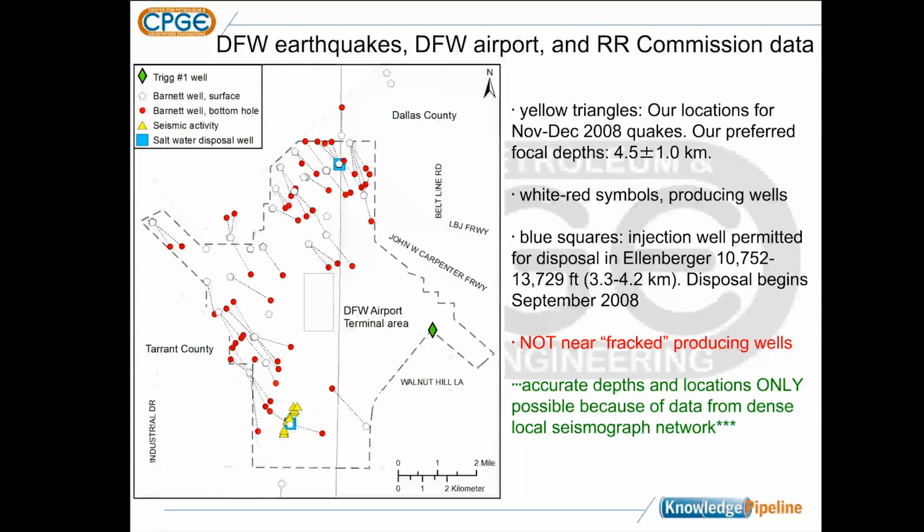Our preferred focal depths were about 4.5 kilometers, whereas the injection disposal well was injecting at a depth of about 4 kilometers. And another thing you notice is that the earthquakes were not near the producing wells that had been fracked. And finally, I'd like to make a point again that the only way we were able to get accurate depths and locations for these earthquakes was because we had data from the dense local seismograph network. We couldn't get accurate depths or locations using USGS information alone.